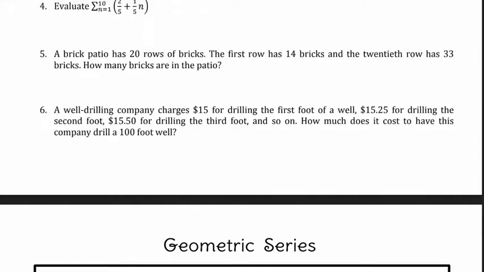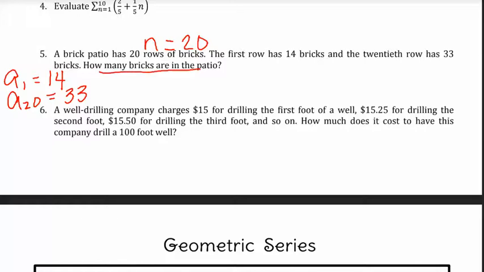problems, it says a brick patio has 20 rows, so that would mean n equals 20. The first row has 14 bricks, and the 20th row has 33 bricks. So my first row has 14 bricks. My 20th row has 33 bricks. How many bricks are in the patio?